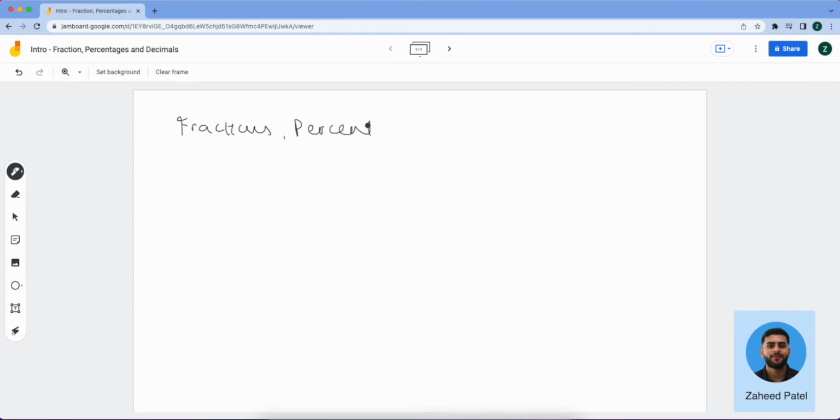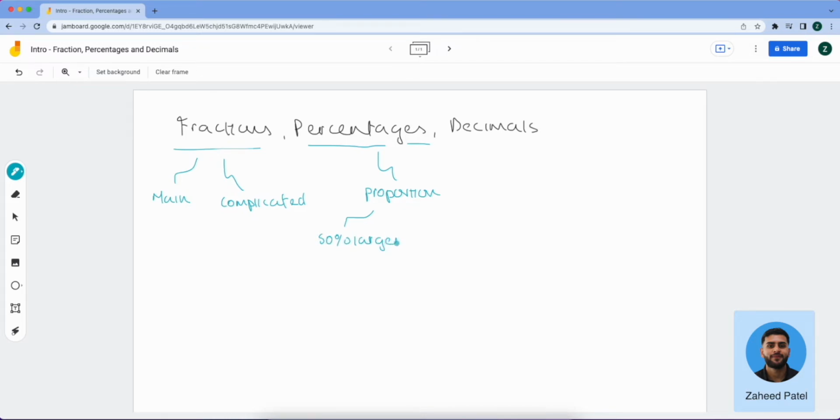Going over fractions, percentages, and decimals. The main one is fractions. Fractions is the go-to. Fractions help us to deal with very complicated equations, so when things get complicated, you want to use fractions. Percentages help us to deal with things in proportion to each other. If we compare two things and you want to say something is 50% larger than the other thing, that's a comparison. So that's when we'd use percentages.